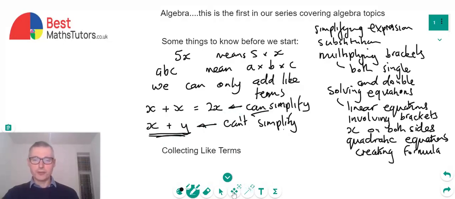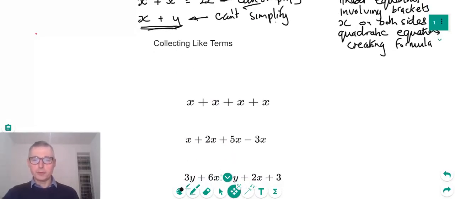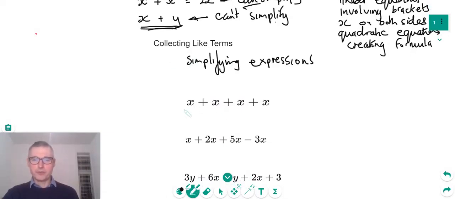So the first thing I'm going to look at is just simplifying or collecting like terms. And this could also be known as simplifying expressions. So I'm going to take this one, which is probably a simple example. We've got x plus x plus x plus x. So if we were to ask ourselves, how many x's have we got? When we do that, we've got 4 x's, haven't we? So we've got 1x plus another x plus another x plus another x. So the total number of x's we've got there is 4. So we can write that as 4x.